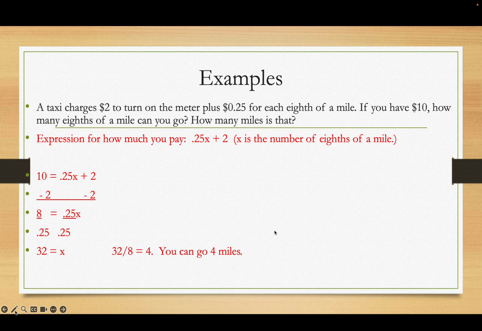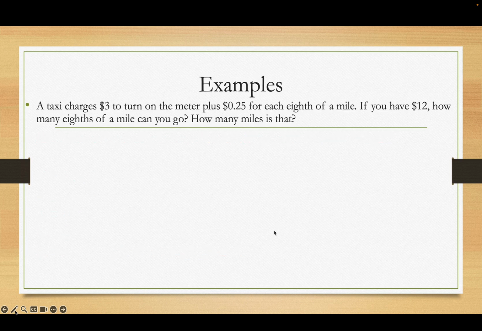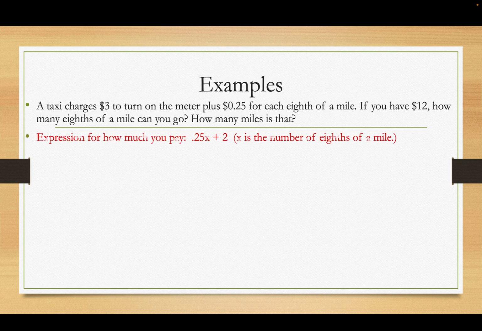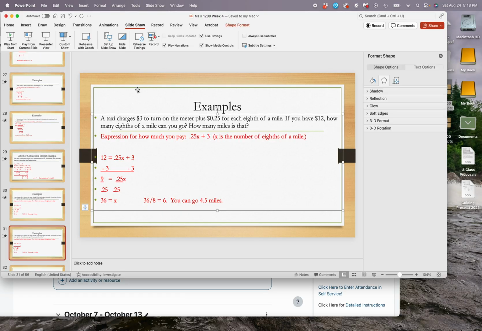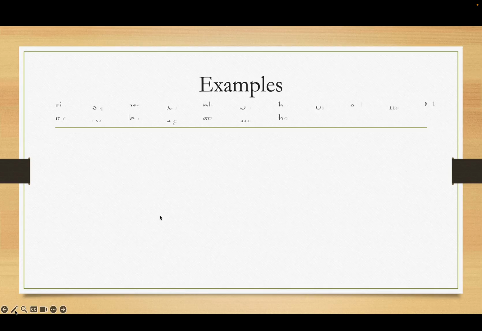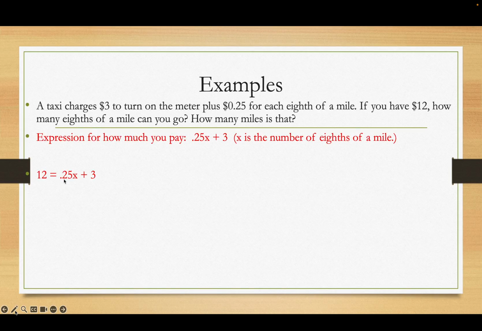Okay? I think we've got another one of those for you here. Give it a shot. Okay, so the expression for how much you pay, just like before: 0.25x, oh, it should be plus 3. Let's do a little bit of beta testing here. The good news is that I had it correct in the equation: 0.25x plus 3.